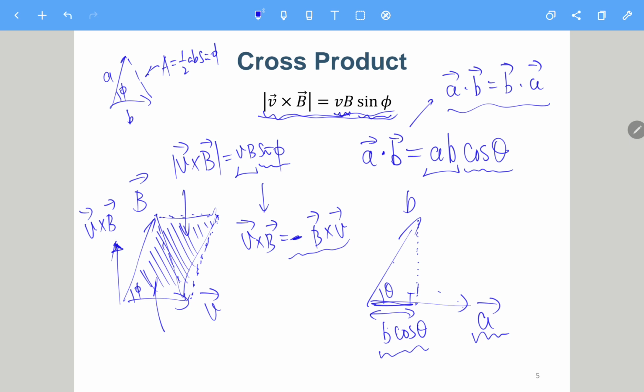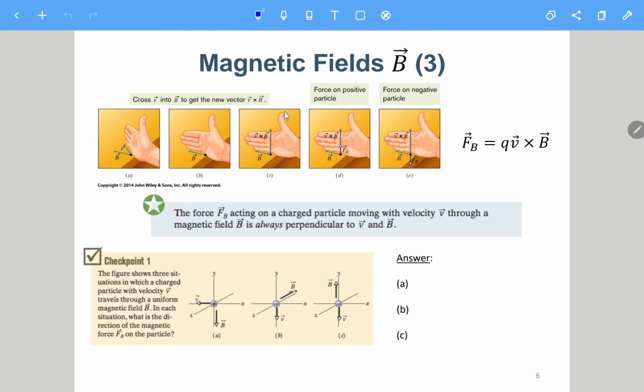Okay, if B and V are pointing in the same direction or opposite directions, then the cross product will be a zero vector. So that is just a special case for the cross product. Okay, so next here, this is nothing special. It says the force FB acting on a charged particle moving with velocity v through a magnetic field B is always perpendicular to V and B, just as I mentioned.